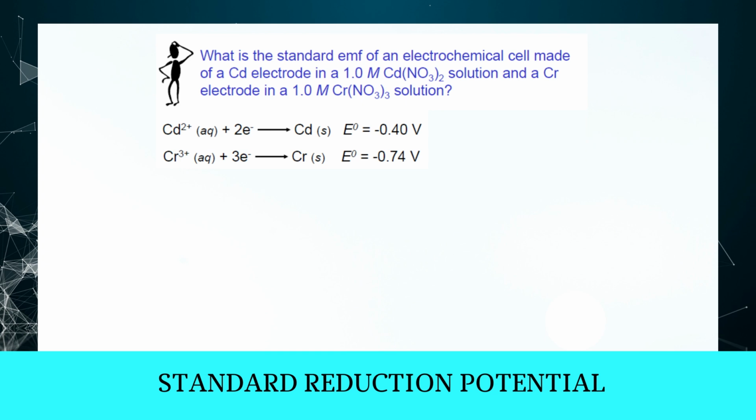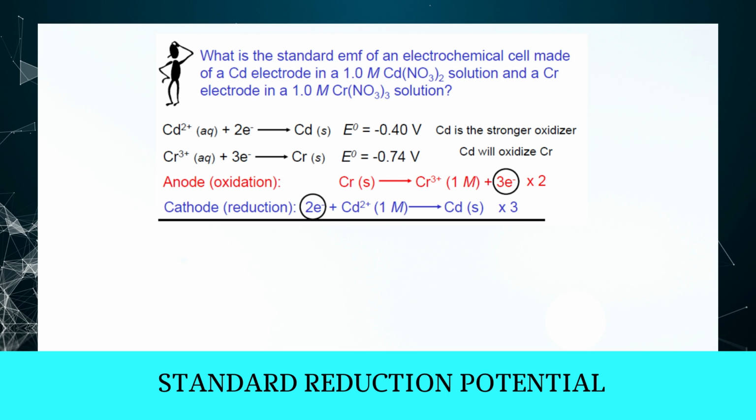First, try to get the information on the reduction potential of those elements. For cadmium, the E naught is negative 0.40 volt. For chromium 3 plus, the reduction potential is negative 0.74 volt. So from the E naught values, chromium has the more negative value, so chromium has more tendency to oxidize. So chromium is the anode and cadmium is the cathode. Try to write the half equation at anode and cathode.